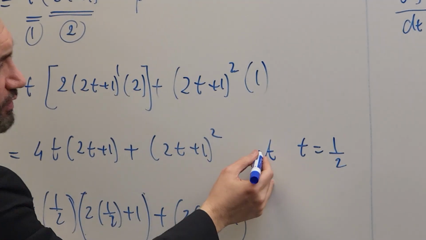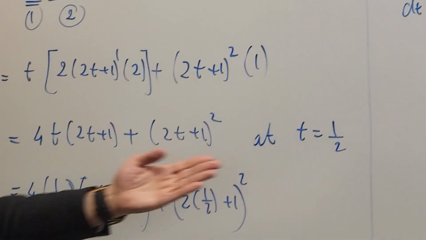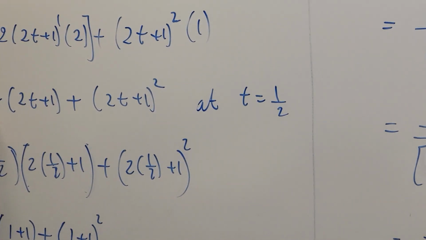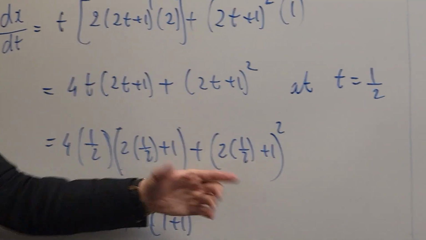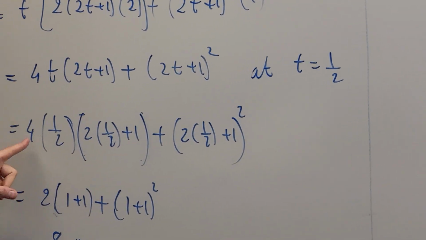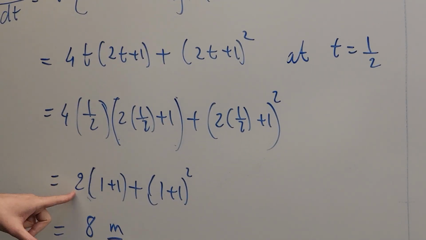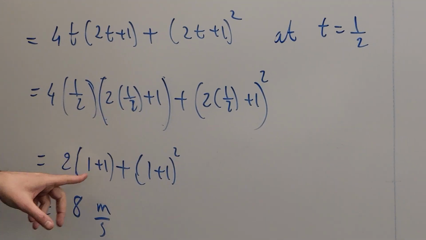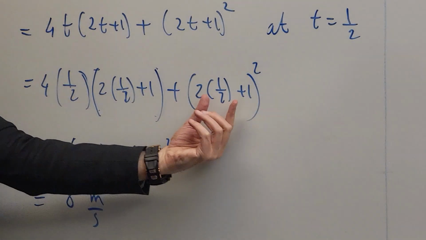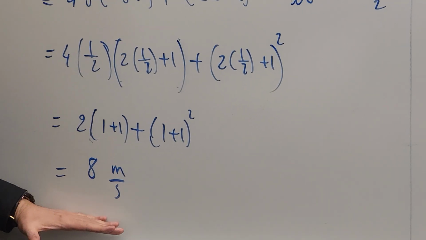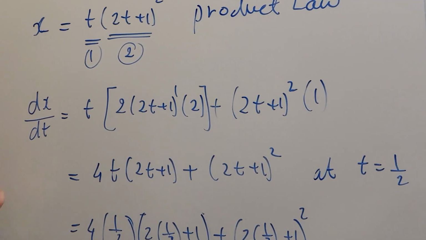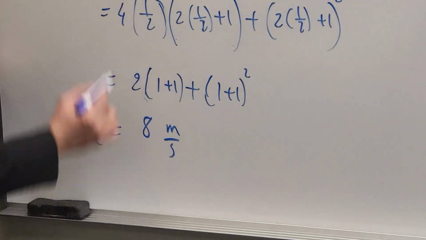At the time when the time is half a second, we substitute 1/2 instead of each t. After simplification, that's 4 multiplied by 1/2, that's 2, 2 times 1/2 is 1, plus 1, and then this 1 plus 1, so the total is going to be 8 meters per second. That's the velocity with respect to x. So this is actually Vx.